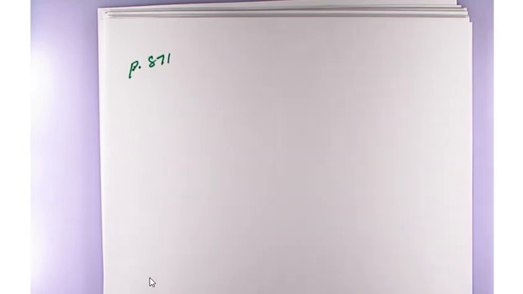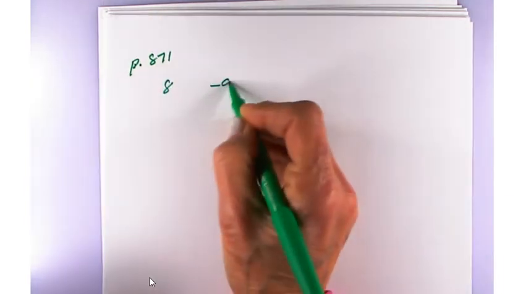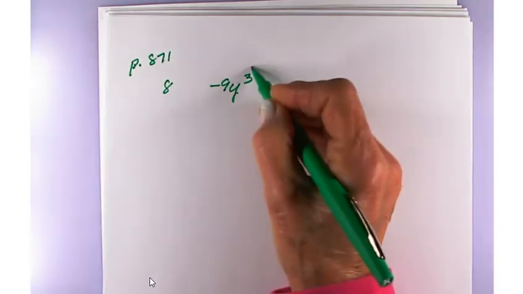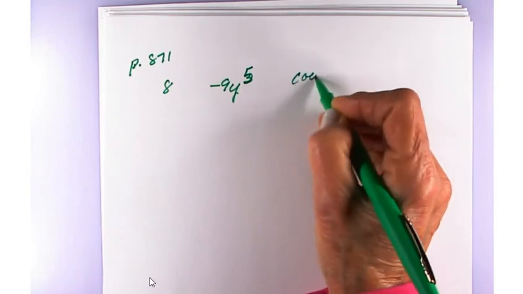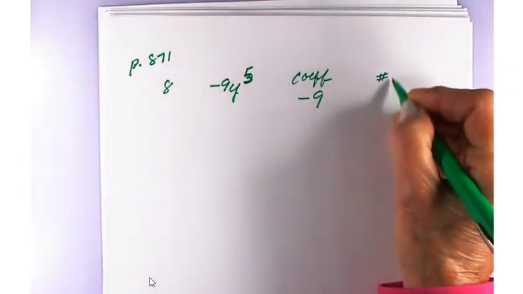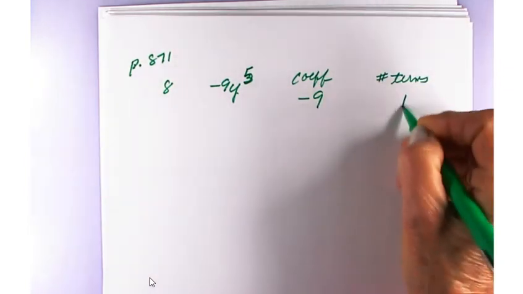Number 8, we have minus 9y cubed, I believe, or y to the 5. The question says, what is the coefficient? The coefficient is minus 9, and it says of each term, then give the number of terms. Number of terms is 1. There's no plus or minus signs there.